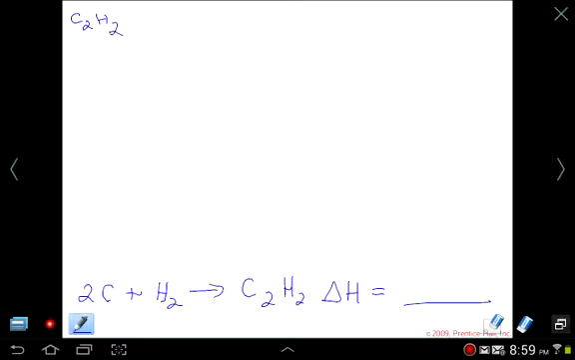C2H2 plus 5 halves O2. And now don't be alarmed by that 5 halves. It is actually not only legal and fun, but also very helpful oftentimes to use fractions in the balanced equation. And you'll especially see that in this chapter. So the delta H of this process is given to us as negative 1299.6 kJ.